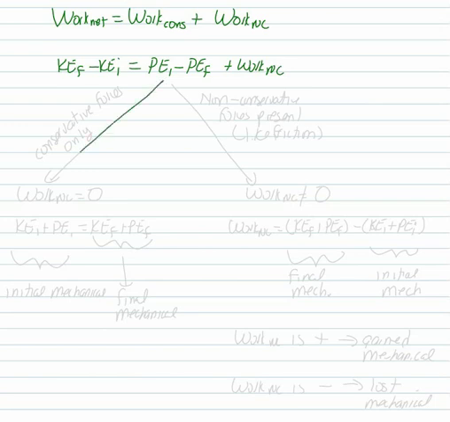So, if we only have conservative forces only, that means one thing. Work NC equals 0. So we can rewrite this equation. If work NC is 0, here's what our equation is going to come down to. KE initial plus PE initial equals KE final plus PE final.